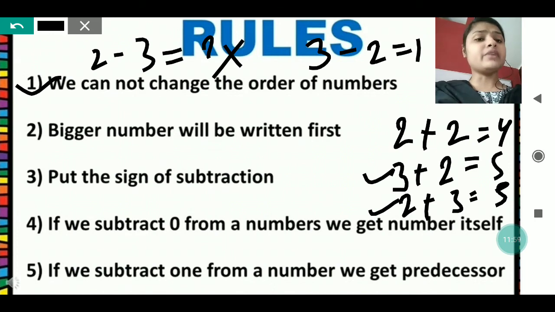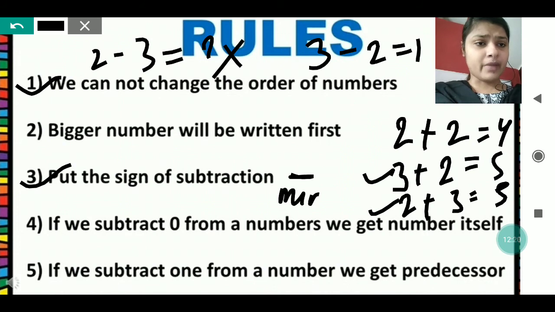We cannot change the order of the numbers. Bigger number will be written first, that I have said. You have to write the bigger number first. Bigger number is the minuend, and then you will write the smaller number, that is the subtrahend. When you subtract the subtrahend from the minuend, you will get the difference. Put the sign of subtraction. Which one is the sign of subtraction? This one, this dash, this is called minus. Okay, this minus is the sign of subtraction.